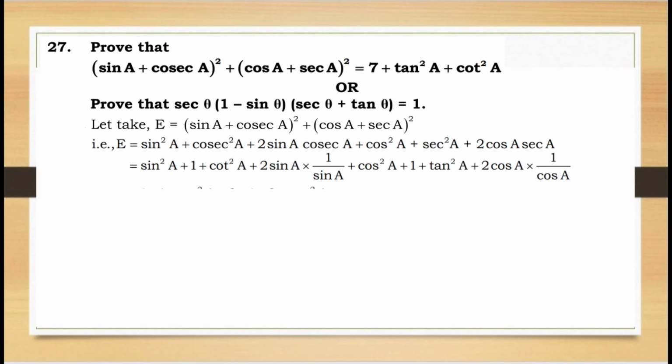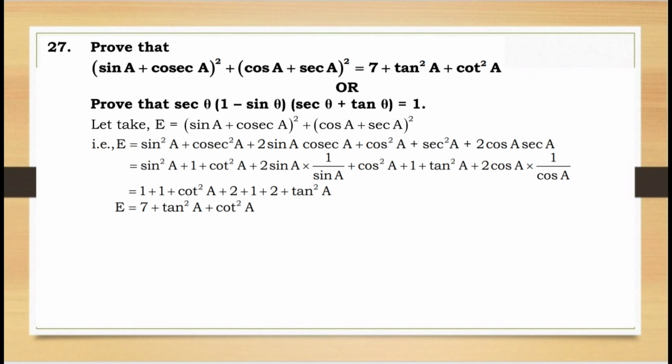Here sin a and cos a get cancelled, and also sin square a plus cos square a value is 1. Therefore, after simplification we get 1 plus cot square a plus 2 plus 1 plus 2 plus tan square a, which equals 7 plus tan square a plus cot square a. Hence, proved. This is the answer for the first part of the question.